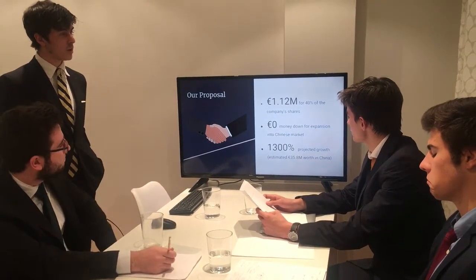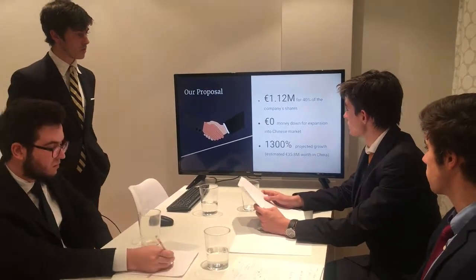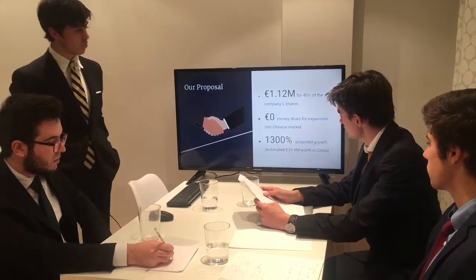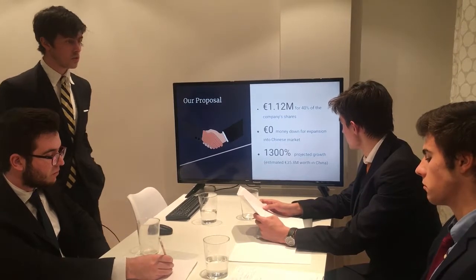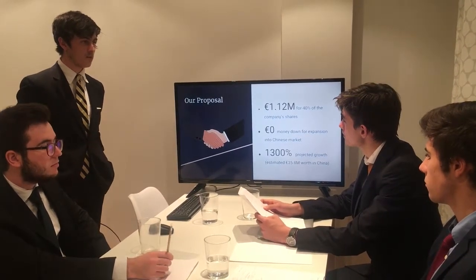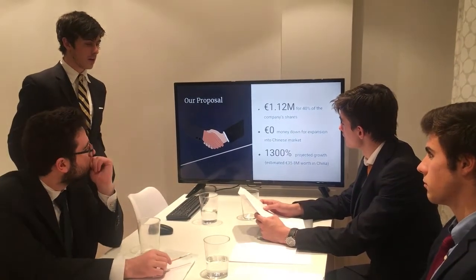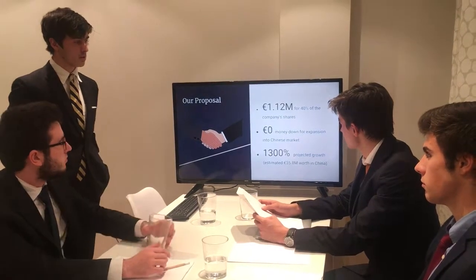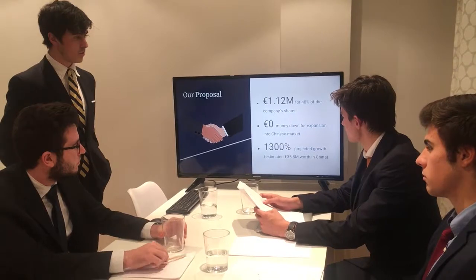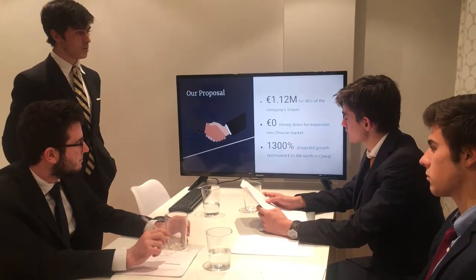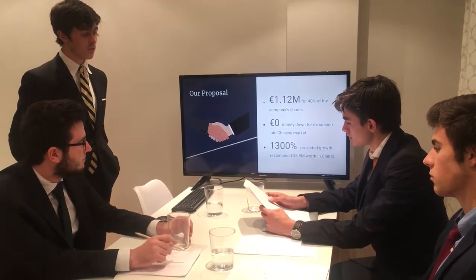And this move would actually cost you guys €0 for your expansion, but it would provide you with a 1,300% increase in projected growth, as you would have an estimated 35.8 million in China, estimated through numbers of the current GDP per capita from your company in Greece, with that same population with only 10% of the sales in China.